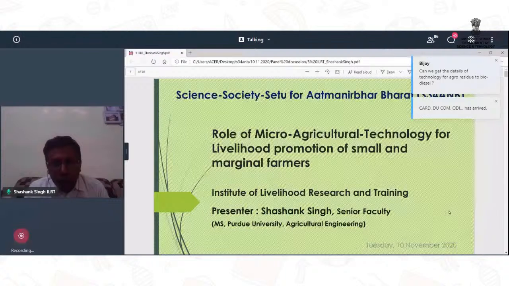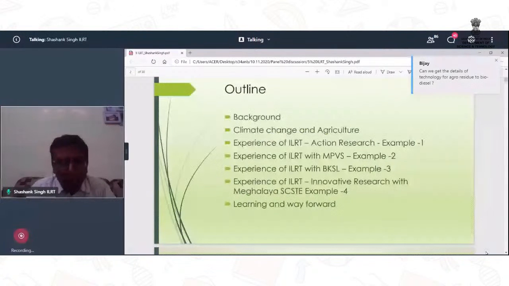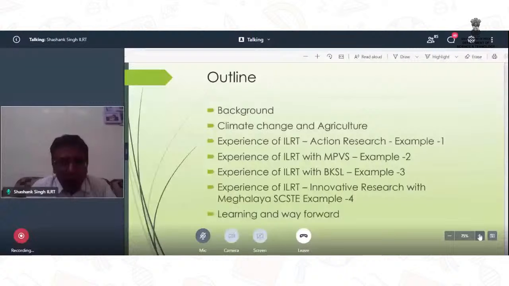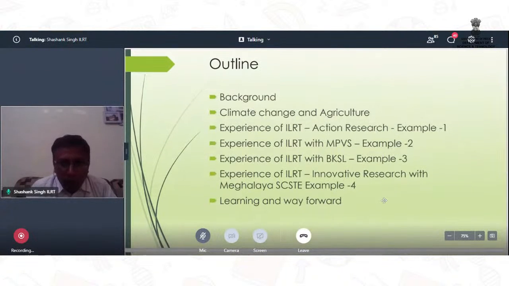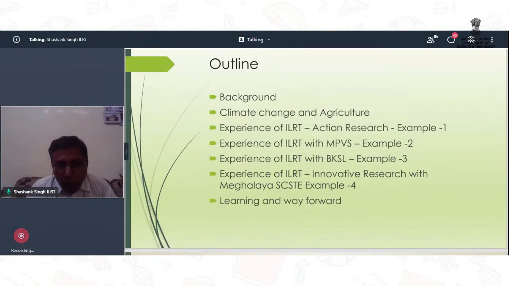So in this presentation, I will be sharing some examples of ILRT's experience, and along with that, we have our partners in the field. I will be taking the Madhya Pradesh Vigyan Sabha examples. Along with that, our sister organization, Basic Krishi Samriddhi Limited example. And lastly, the example from Meghalaya Science Council. We are working on a very innovative research project. Those 4 examples I will be taking for today's presentation. Next slide, please.